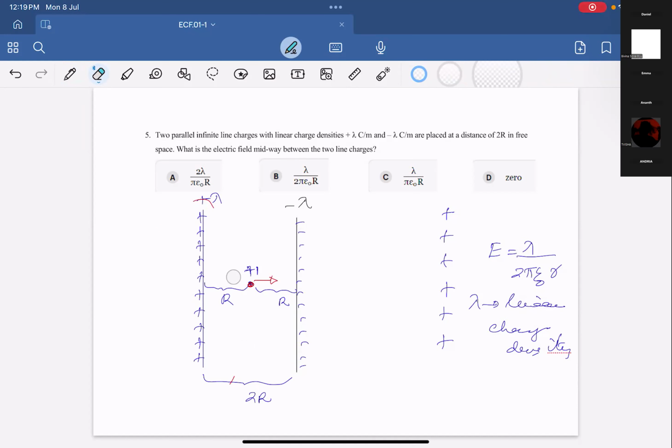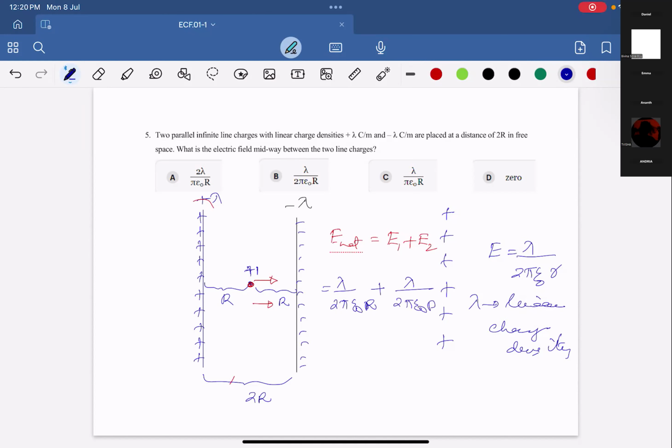What does the other line do? Look at the other line. The minus line attracts this plus 1 to the right. So as you can see, both the intensities are to the right. So how to find E net? E net is given by E1 plus E2. What is E1? Lambda by 2 pi epsilon 0 r. What about E2? That is also lambda by 2 pi epsilon 0 r.